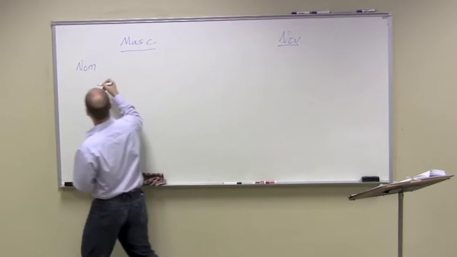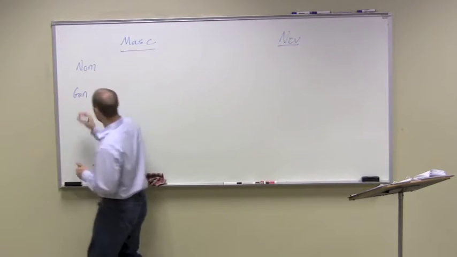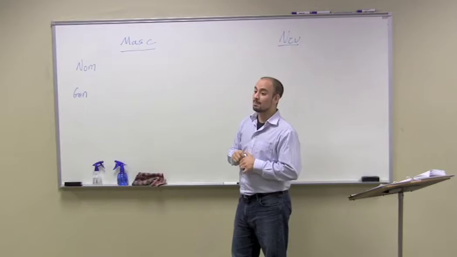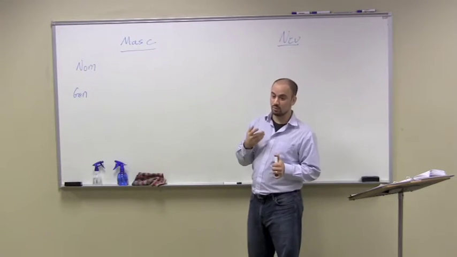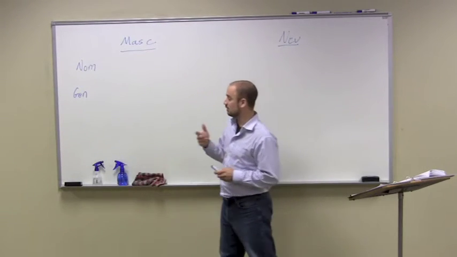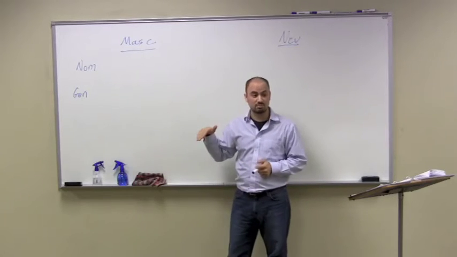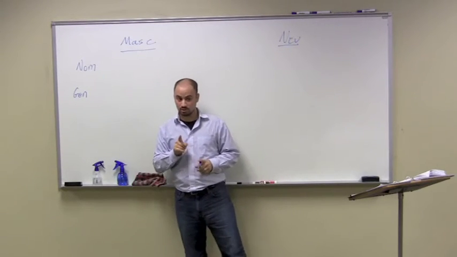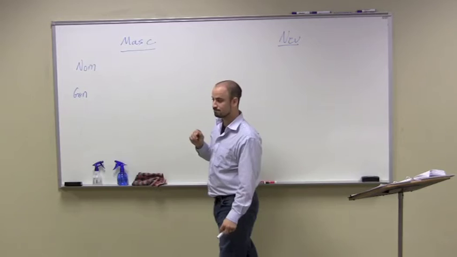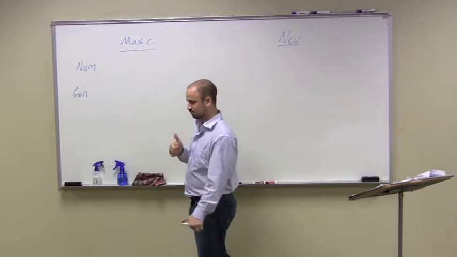Nominative functions have? Subject. Good. Genitive functions have? Possessor. That's one of the most common ones as possessive, but it can also just be descriptive. Not indirect object. Usually in English you use the word of.